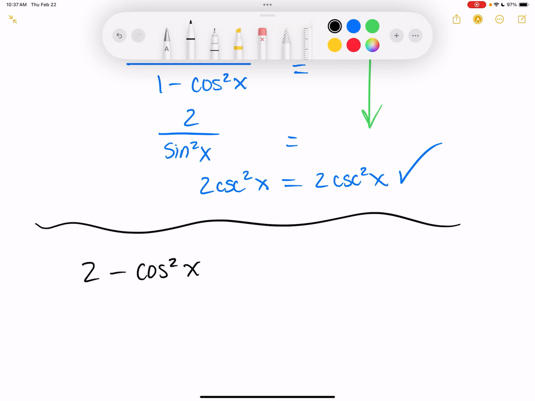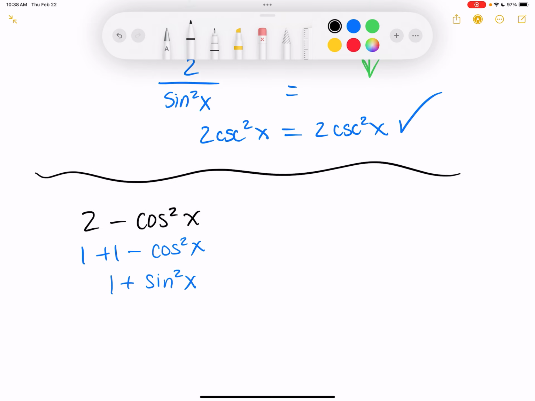So what I would do is, would you agree that 1 plus 1 is equal to 2? Okay, so what I would do at this point is rewrite this as 1 plus 1 minus cosine squared of x to then give me 1 plus sine squared of x. And that would be how we could use that in that situation.